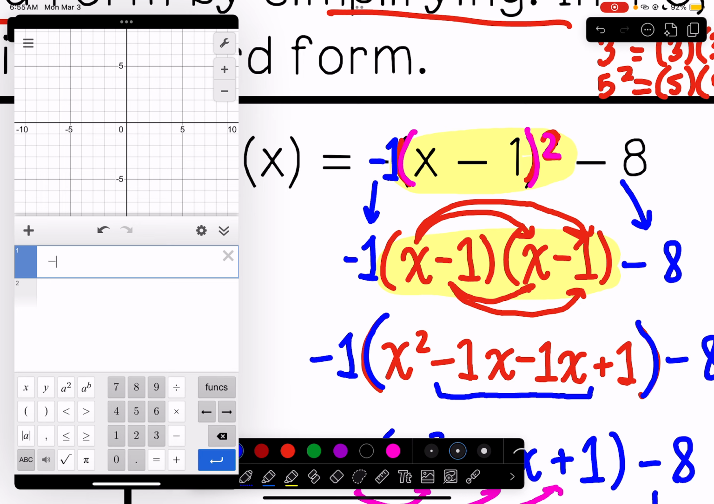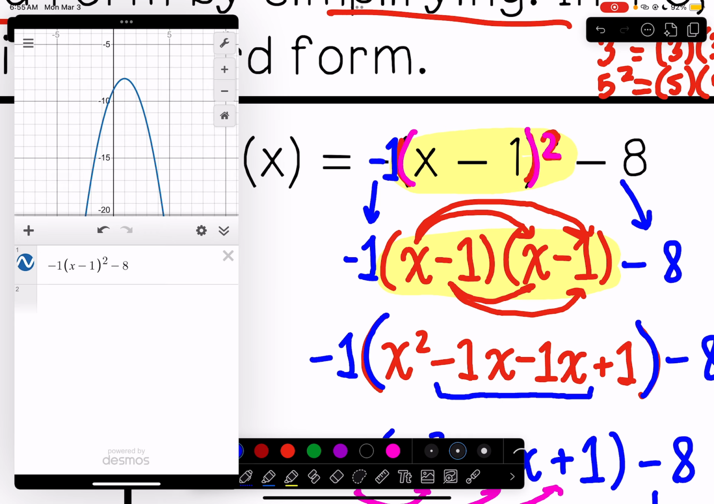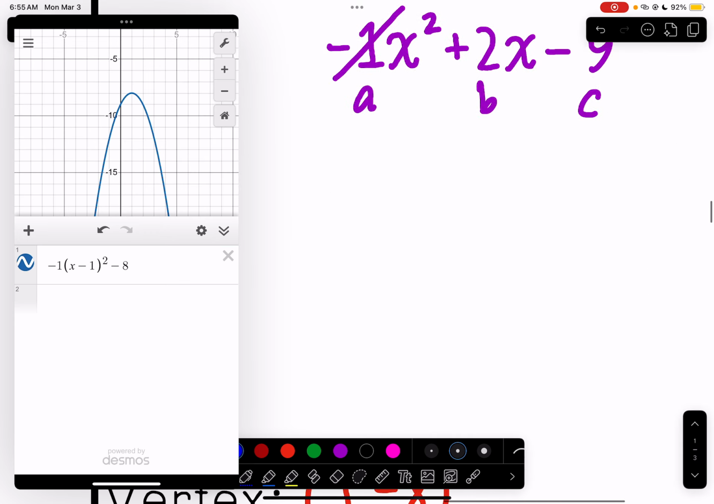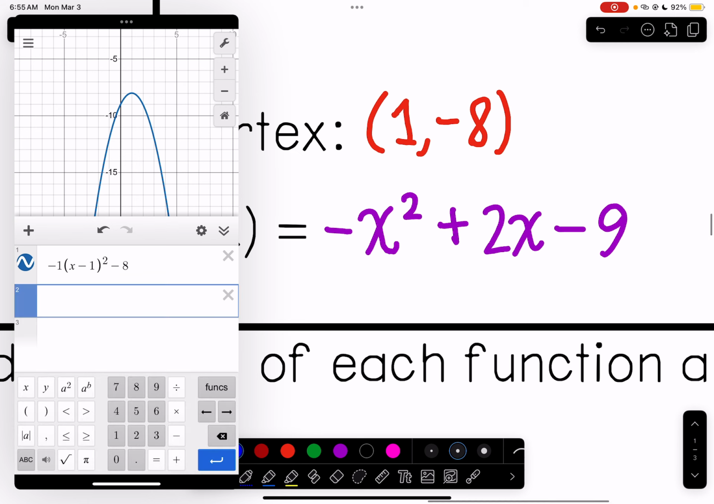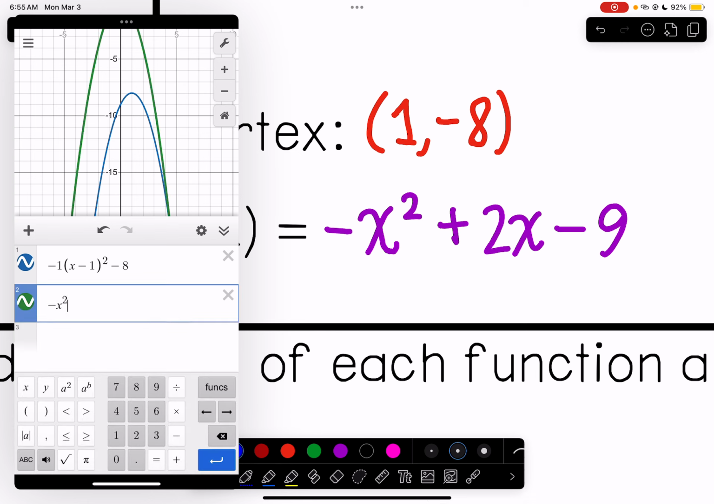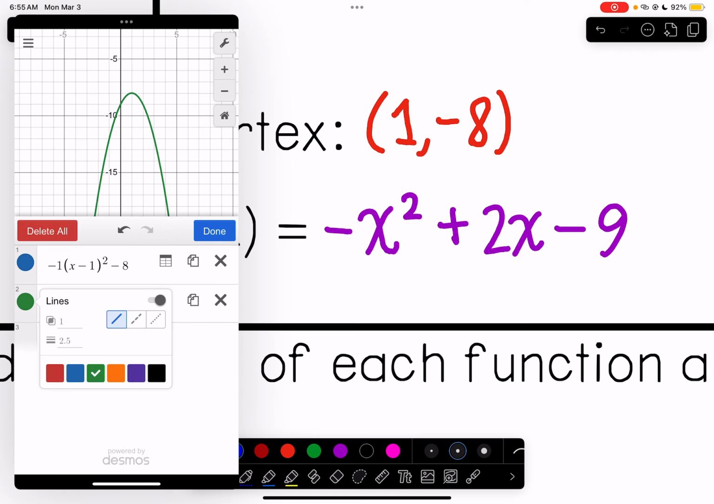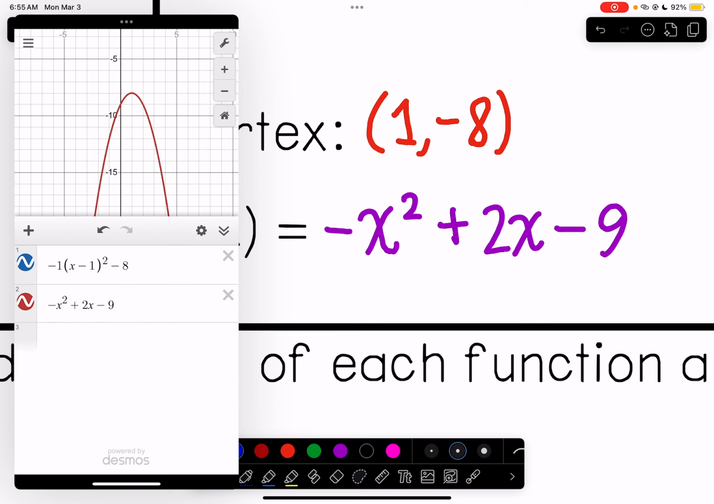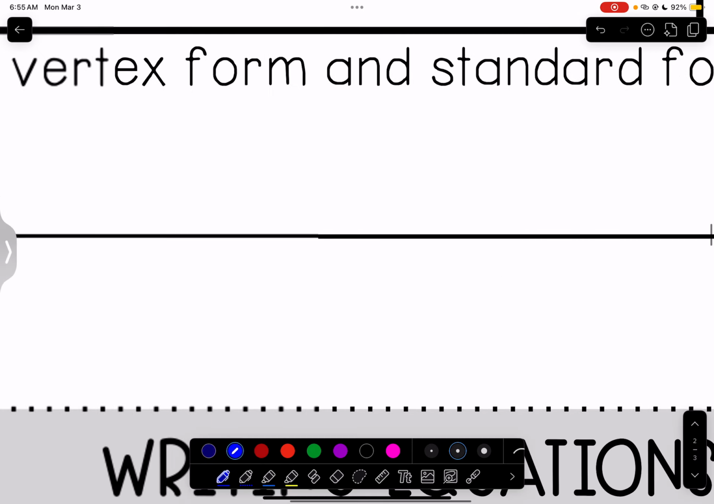I have negative 1 times x minus 1, quantity squared, minus 8 looks like this in blue. Now my answer was this. So I have negative x squared plus 2x minus 9. I'm going to change that to red so it's really obvious. Okay, and you can see that they are the exact same parabola. So we are correct. So that's one way.